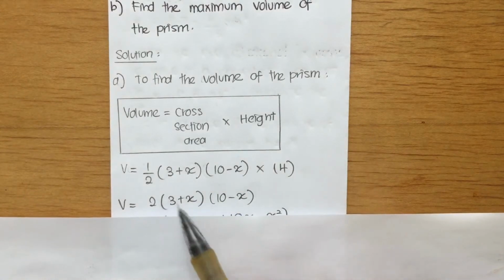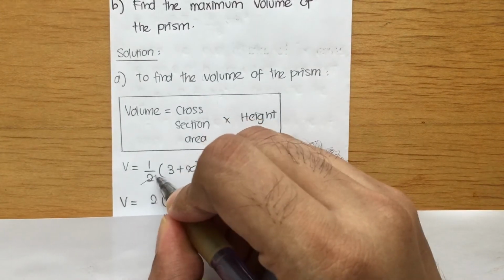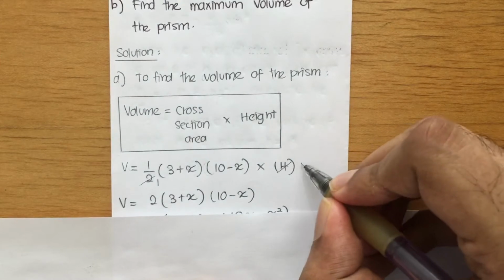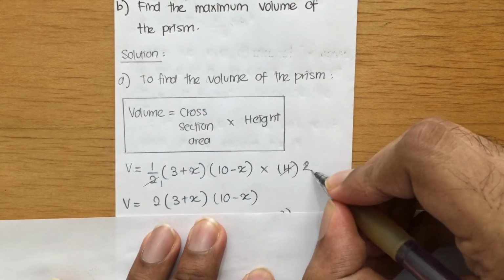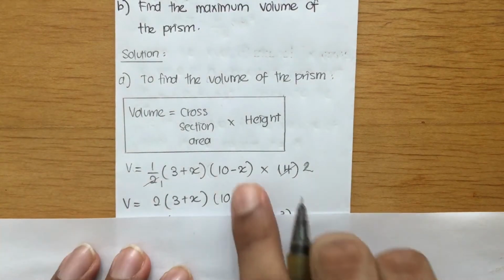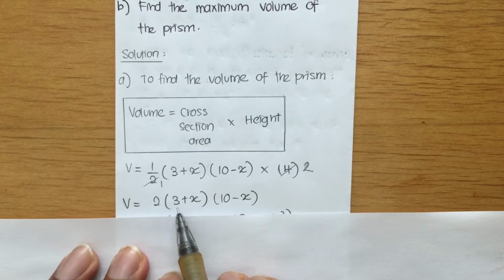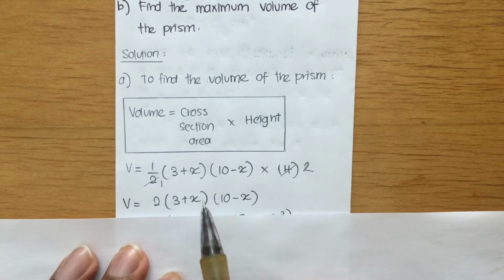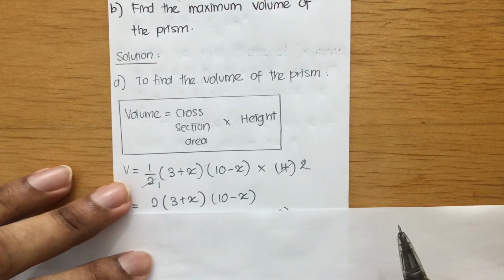So for the next step, we're gonna simplify. So this half will become 1, and the 4 over here will become 2. Okay, so for the next step, you will get V equals 2 in a bracket, 3 plus x, and then close bracket, 10 minus x, close bracket. Okay, let's move to the next step.